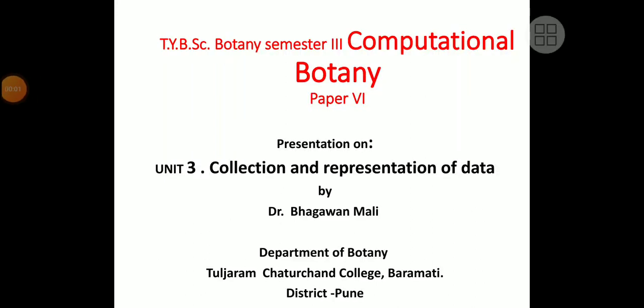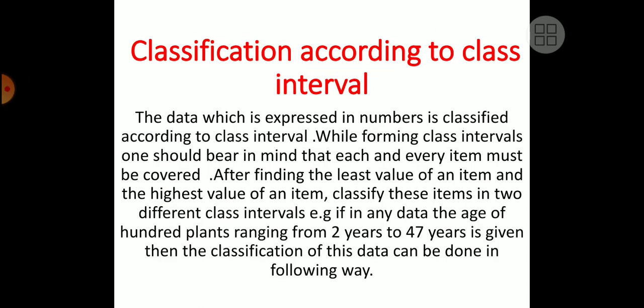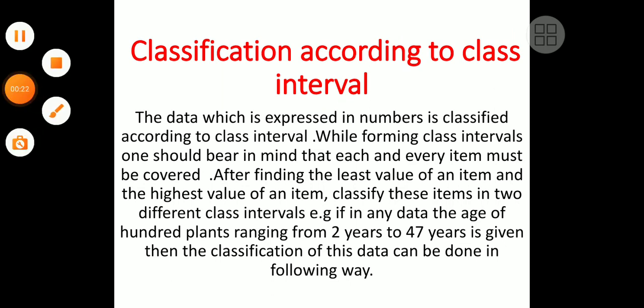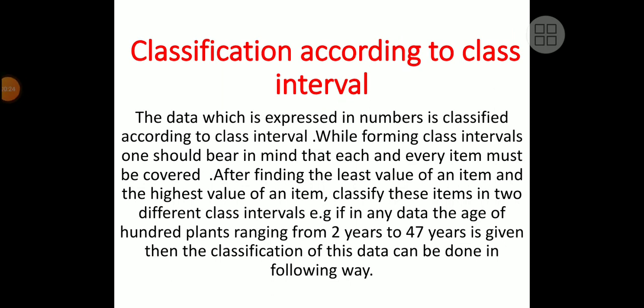Hello, students. You know that we have been learning a very interesting unit from your sixth paper, that is computational botany. Unit number 3, that is collection and representation of data. Here, classification according to the class interval. The data which is expressed in numbers is classified according to class interval.